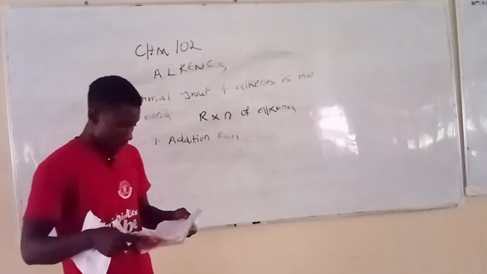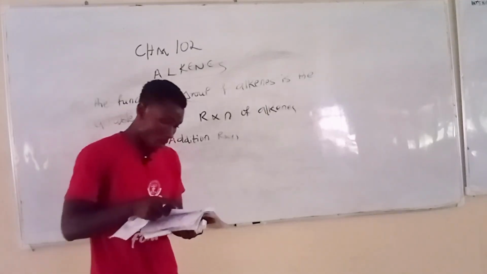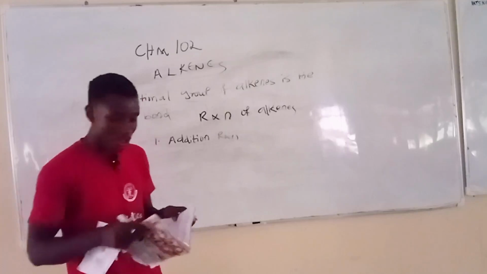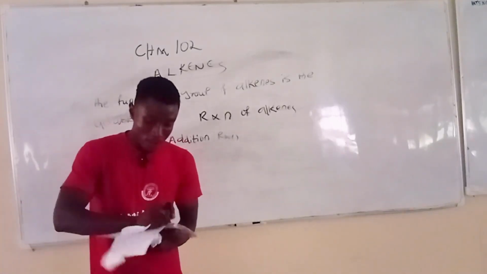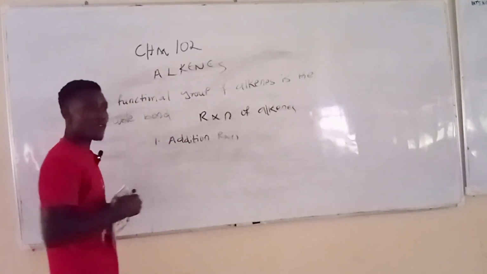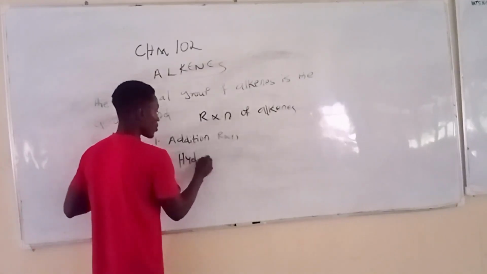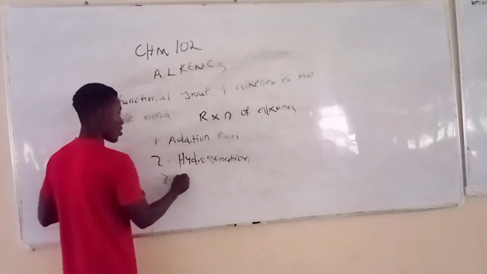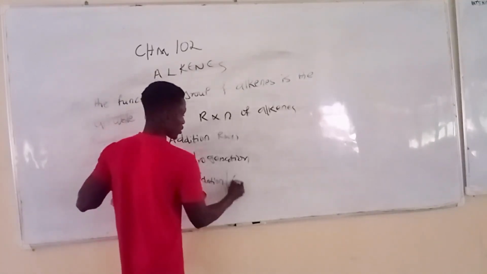Let me check something here. All right. Also, we have the addition of hydrogen halide. We are going to go deep into this in our subsequent videos. Also note that the second reaction of alkenes is the hydrogenation reaction. We also have the third one, which is the oxidation and the combustion. You all note oxidation and combustion.